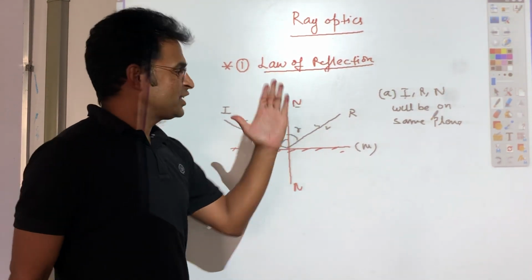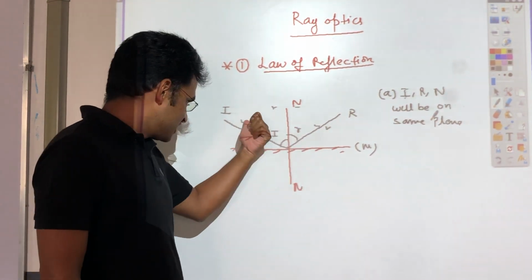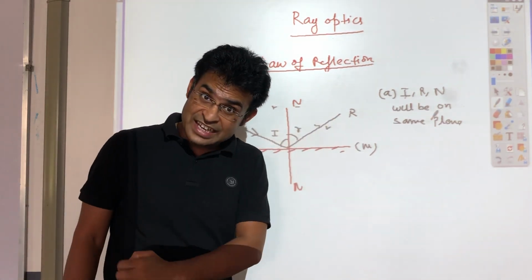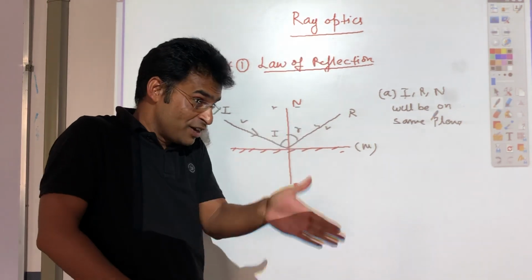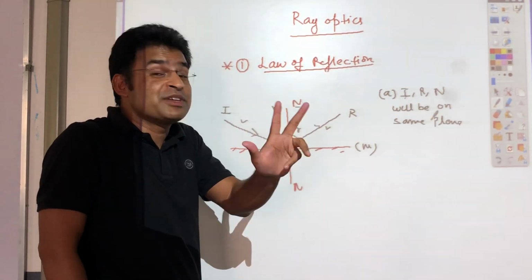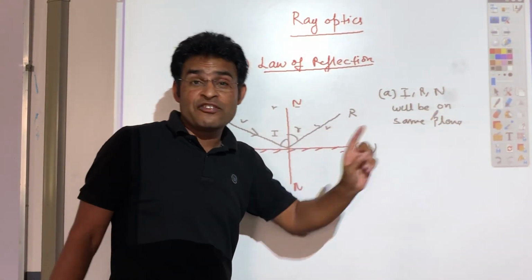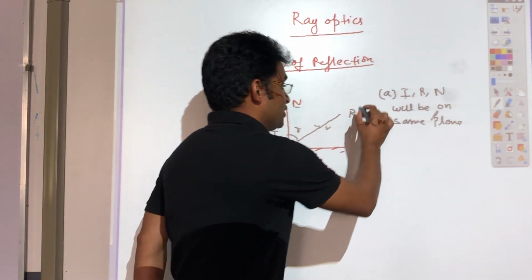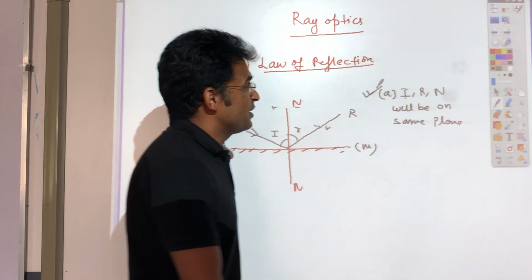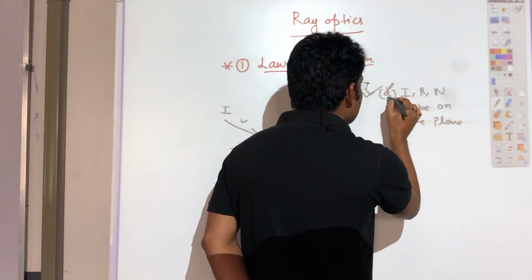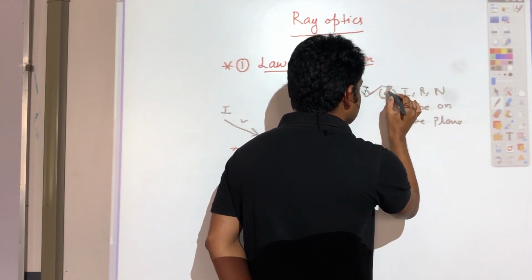So whatever light ray there is, the incident ray, normal and reflected ray, everything must be on one plane. It should not be 3-dimensional. That's the meaning of the first law of reflection. I mentioned this one by A, but better you mention this by first law. This one is first.